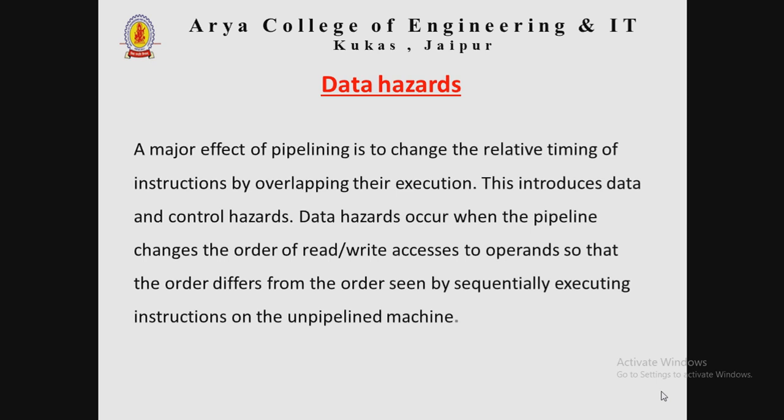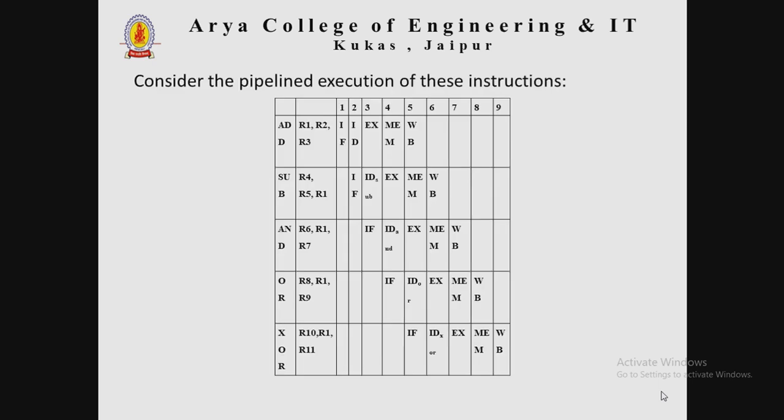A major effect of pipelining is to change the relative timing of instructions by overlapping their execution. This introduces data and control hazards. Data hazards occur when the pipeline changes the order of read-write accesses to the operands so that the order differs from the order seen by sequentially executing the instructions on the unpipelined machine. So this is the condition when data hazards will occur. It simply means that while the order of read-write access to the operands gets changed and differs from the order seen by sequentially executing the instructions, the data hazard condition will occur.